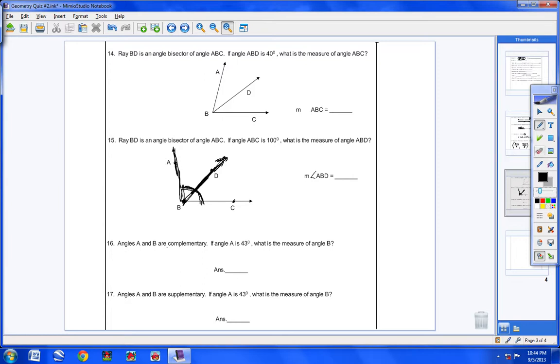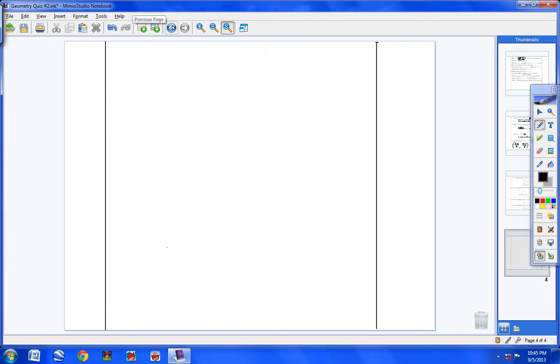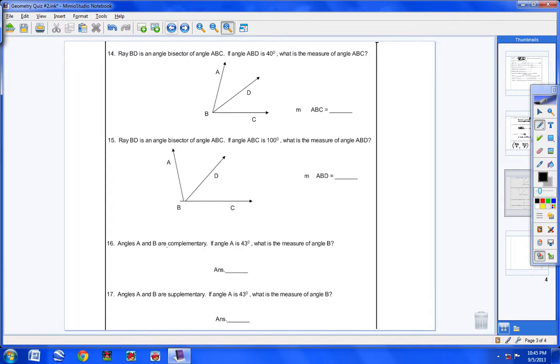ABD. All right. And then moving on, angles A and B are complementary. If A is 43, what is the measure of angle B? Number 17, angles A and B are supplementary. If angle A is 43, what is the measure of angle B? And that's it. If you don't do well, or if you do well, whatever, I didn't think the quiz is too difficult, but I hope you do well.